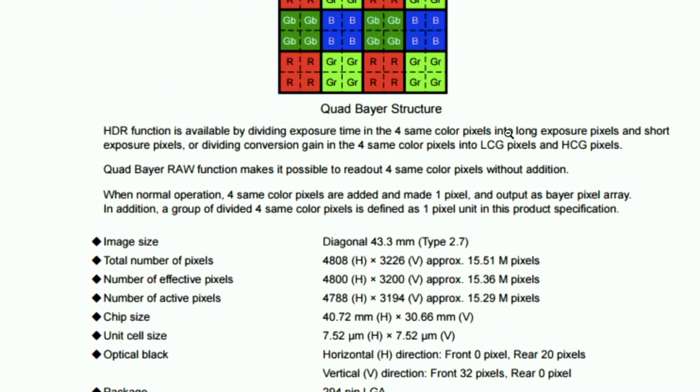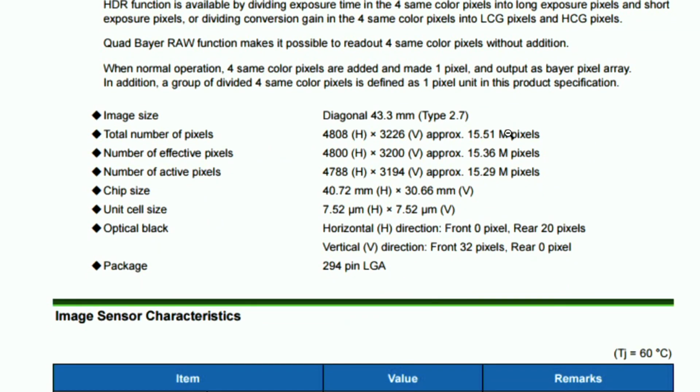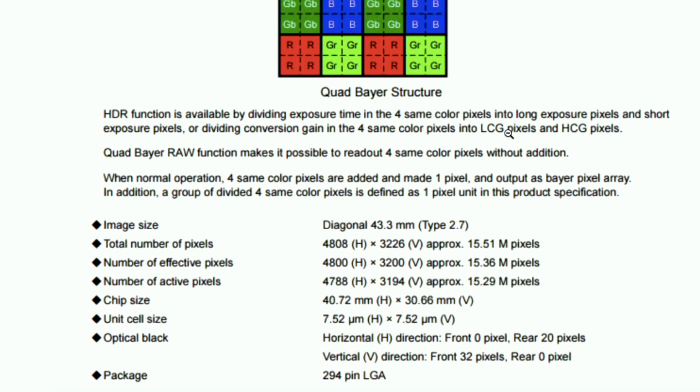So going back, sorry for the long introduction, this sounds like this is only a 15 megapixel sensor, but now this becomes very interesting. When normal operation for same pixel, I can't read it anymore, sorry. In normal operation, 4 same color pixels are added and made 1 pixel. So basically what I was just talking about. And the output of the Bayer array, blah, blah.